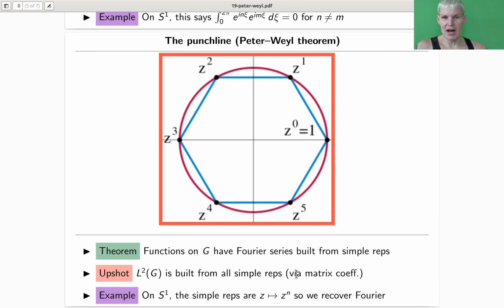So representation theory, people always say like representation theory kind of generalizes Fourier analysis, and the Peter-Weyl theorem is like the poster child why this is the case. Yeah, and on S1 it's literally just that. So it's a really nice theorem. Any function on a compact Lie group has a Fourier series built from the simple representations. So any type of function you can now just express via the matrix coefficients. The Peter-Weyl theorem. Really, really cool.